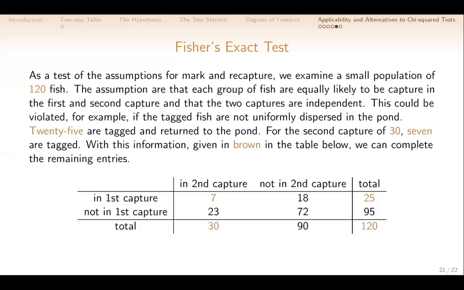I need 23 in the second capture, not in the first capture, to get a sum of 30. And then I need 90 not in the second capture, to get a sum of 120. And then I can fill in the 72 in any number of ways, and the 95, I guess, in any number of ways.